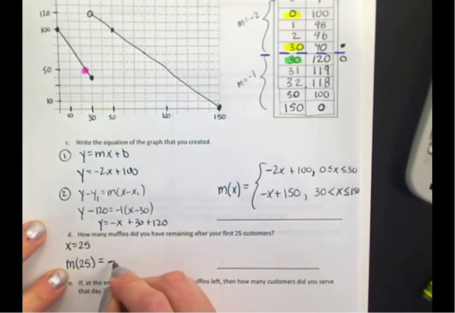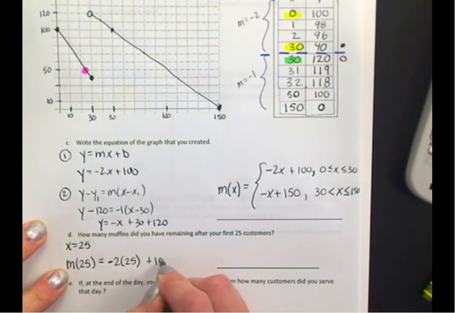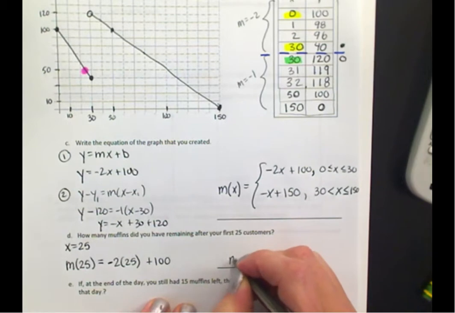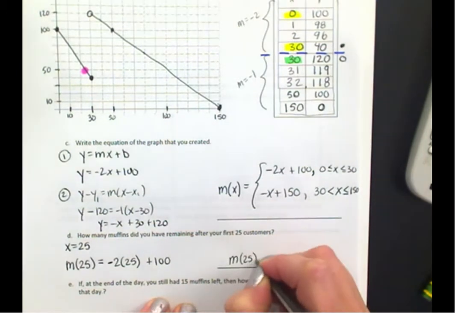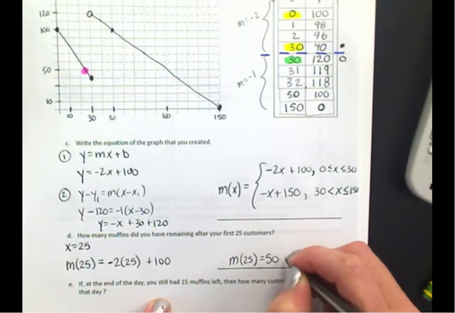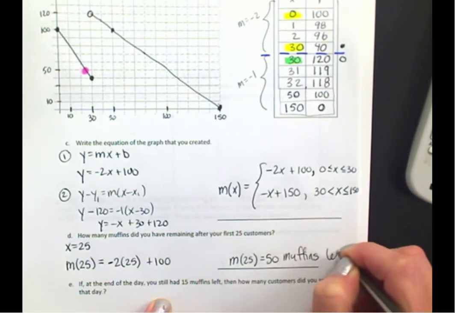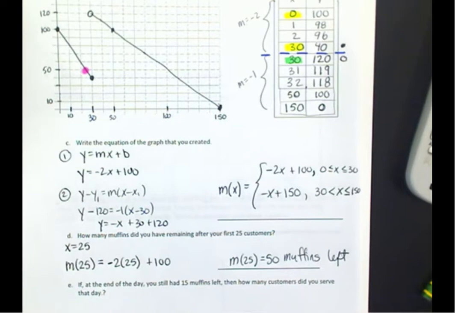Okay, so minus. Notice how this is evaluating. This is the third question on your quiz. That's it. You just plug it in. $50. Include units. Muffins left.